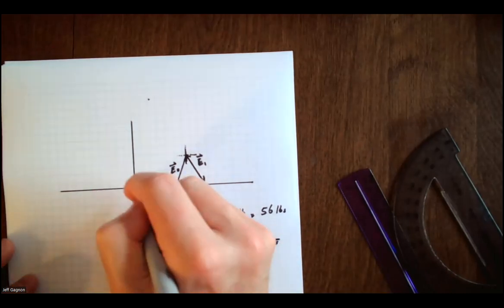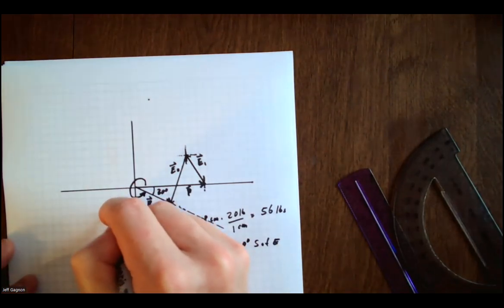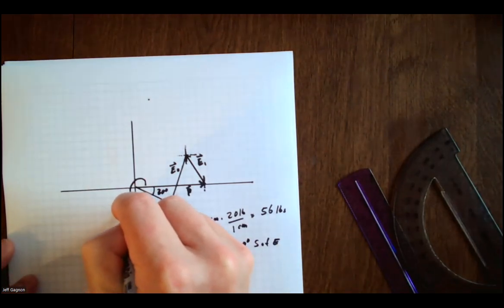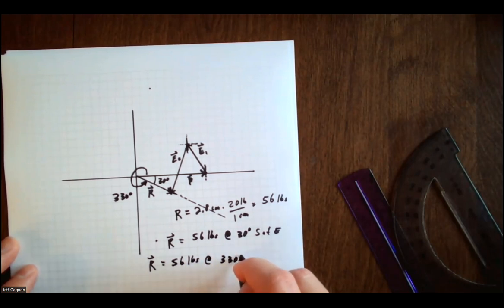Or if I wanted to give this angle, that would be 360 minus 30, which would be 330 degrees. Right, so I could say R is equal to 56 pounds at 330 degrees.